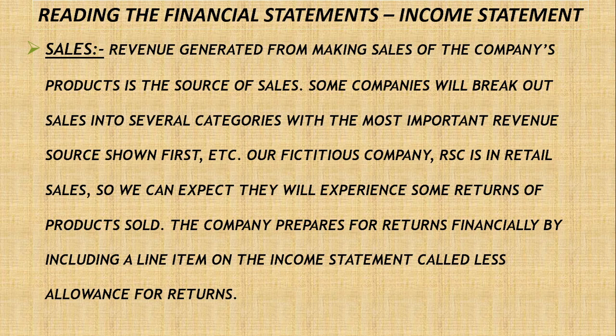Sales. Revenue generated from making sales of the company's products is the source of sales. Some companies will break out into several categories with the most important revenue source shown first, etc. Our fictitious company RSC is in retail sales, so we can expect that they will experience some returns of the products sold. The company prepares for returns financially by including a line item on the income statement called less allowance for returns.